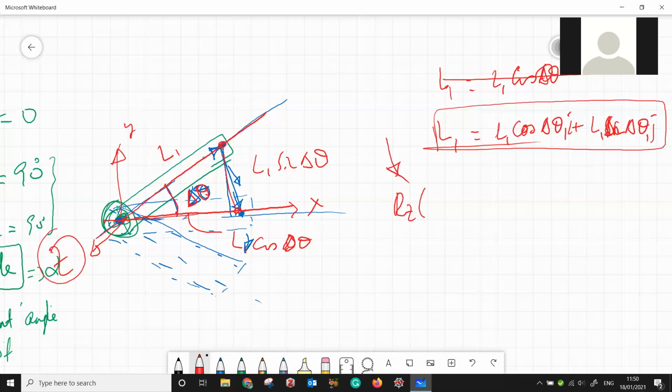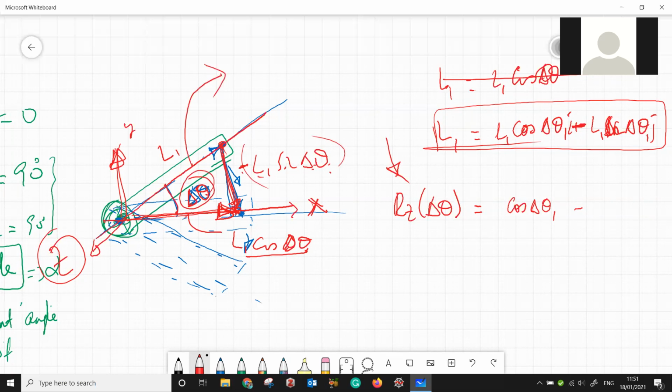So rotation about z-axis of this delta theta can be represented, if you derive this mathematics, as cos delta theta 1, minus, because L1 sin theta here is minus. Actually, I can put a minus here because this is down, but y is upward. You see, L1 cos theta is along the positive x-axis, but L1 sin theta moves down, so it could be minus sin theta.